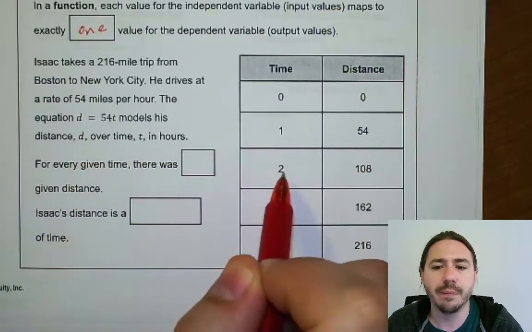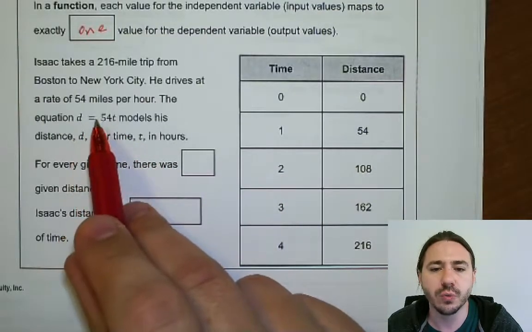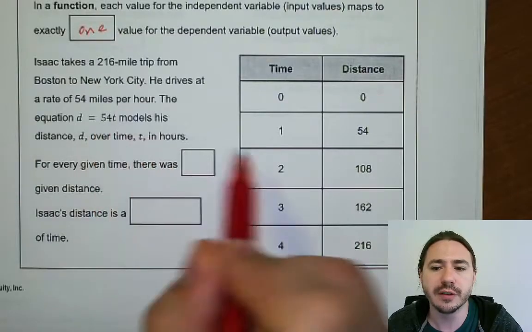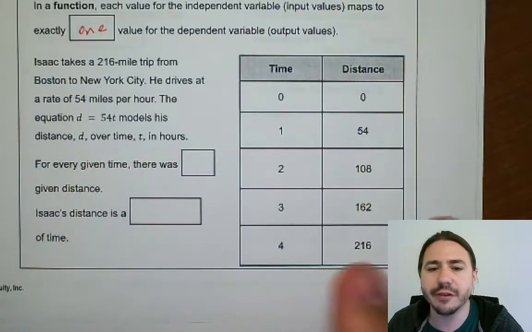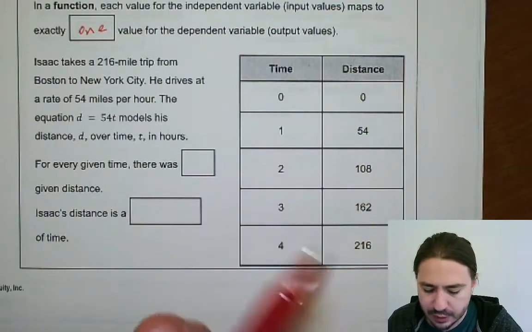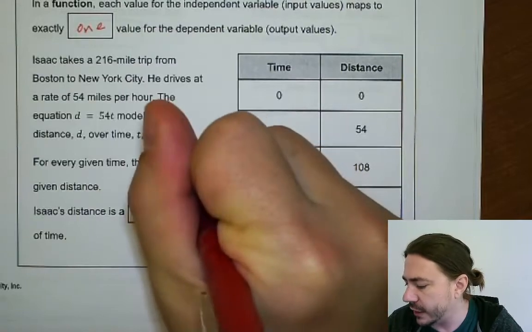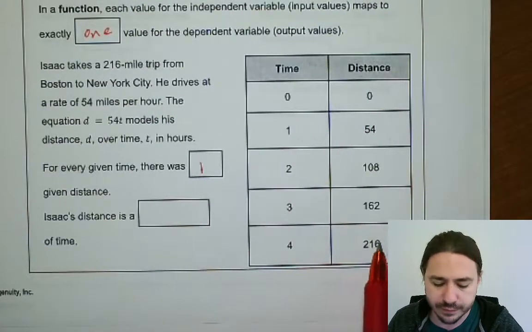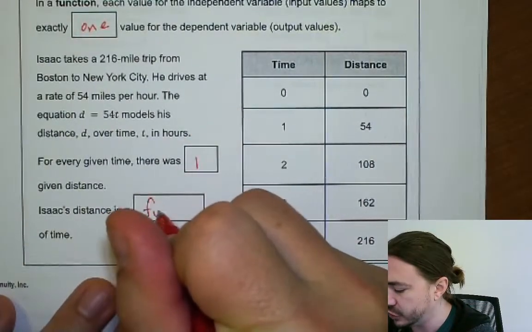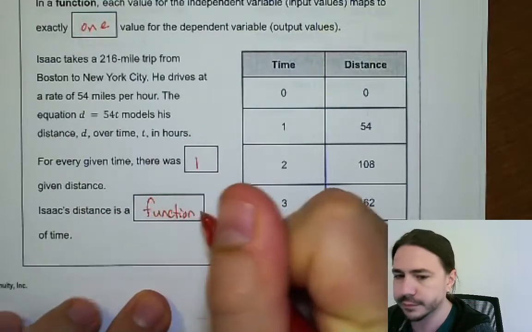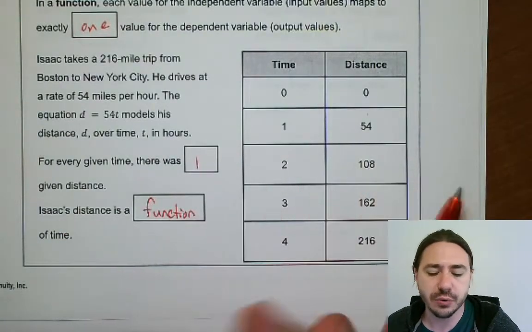So like if I plug in 2, I'm not expecting to get two different numbers here, just one, whatever 2 times 54 is, which happens to be 108. So this definitely will be a function, okay? In this case, for any given time, there's exactly one given distance. So you would say that Isaac's distance is a function of time. And that's just how you would describe that situation.